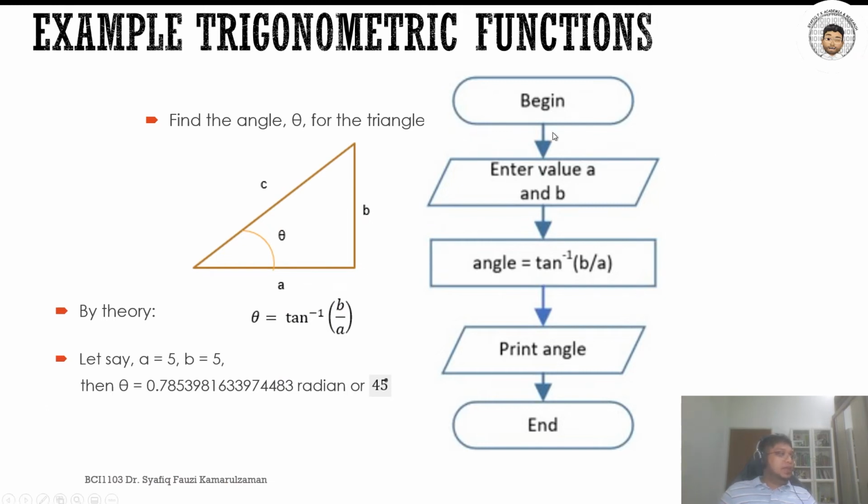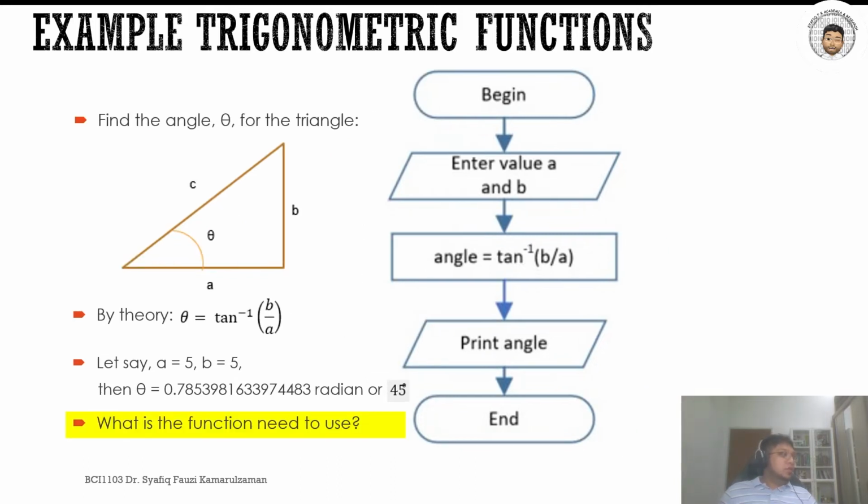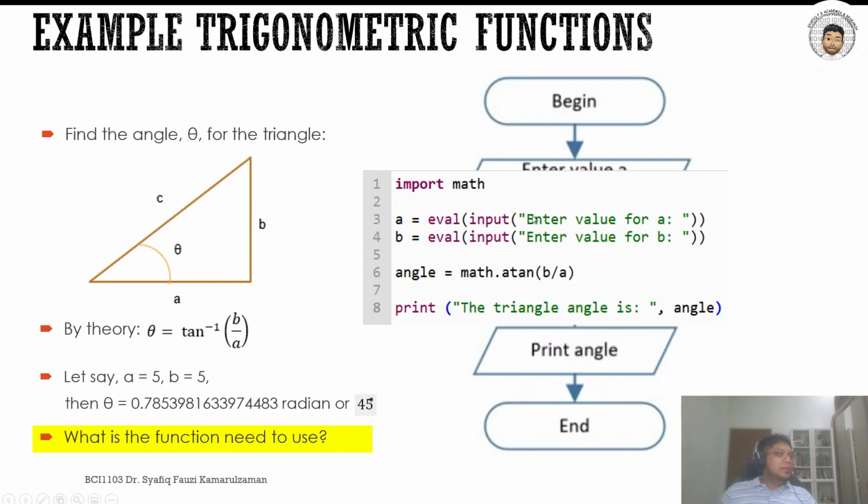So here we see what we have: begin, enter values A and B, angle equals arctan B divided by A, and then print angle, and then end. It's as simple as that. So this week's class looks difficult, but actually it's quite simple. The code is really, really short. The function you need to use here is atan. Am I correct? atan, an arctangent. It's been a while since I used trigonometry. Since you are engineering students, you're supposed to understand trigonometry very well. So in this example, angle is math.atan of B divided by A, and here is the result.